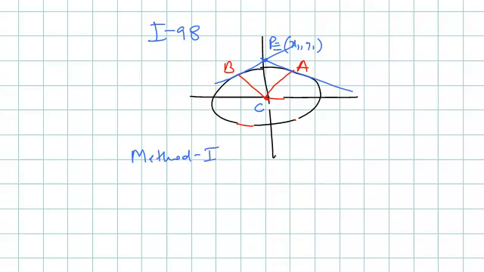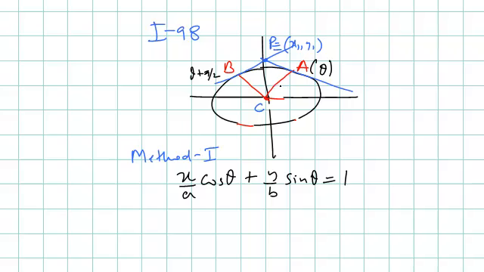Method one is, I write equation of tangent drawn at a point to an ellipse. So I assume the eccentric angle of A is theta and that of B is theta plus pi by 2. You know the relationship between the eccentric angles of A and B is a pi by 2 relationship, so you can just go and see in the theory. So equation of tangent drawn at A is x by a cos theta plus y by b sin theta equals 1. Now this tangent is passing through point P.